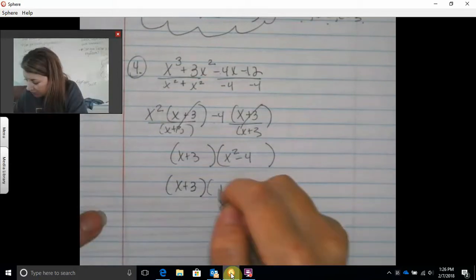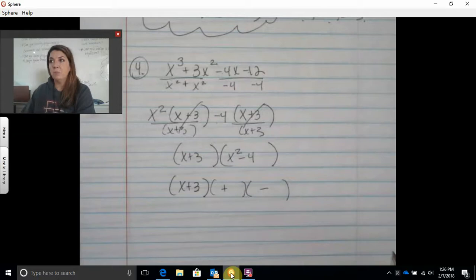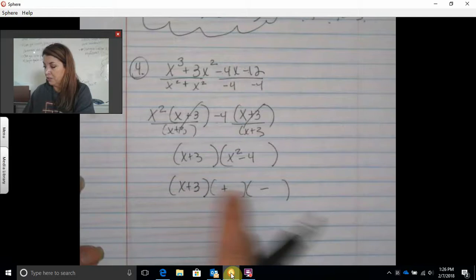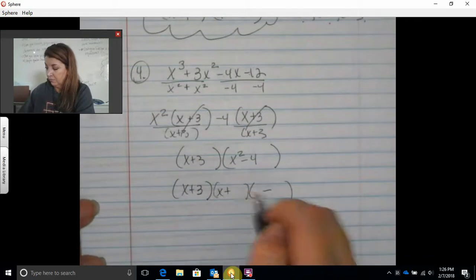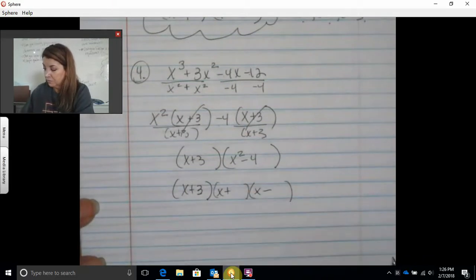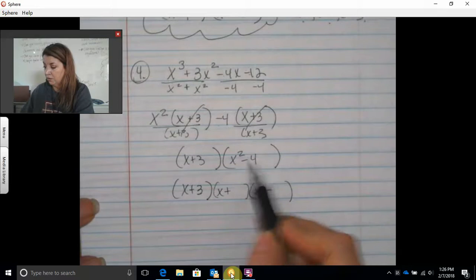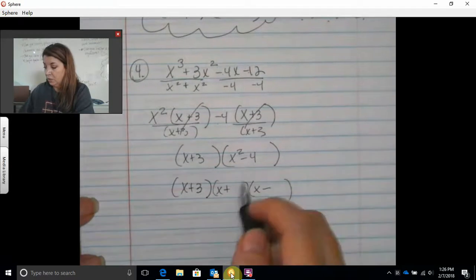One positive, one negative. Can they both be positive on a difference of squares? No. Can they both be negative? No. What's going to be your first term in each set? X. Because why? X squared is X. Correct. What's going to be your second term? Jonelle, what's the square root of 4? 2. So they're both 2.